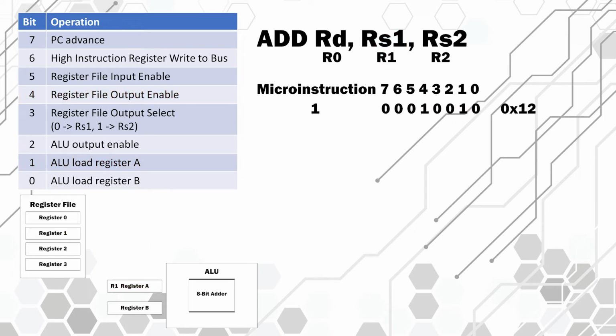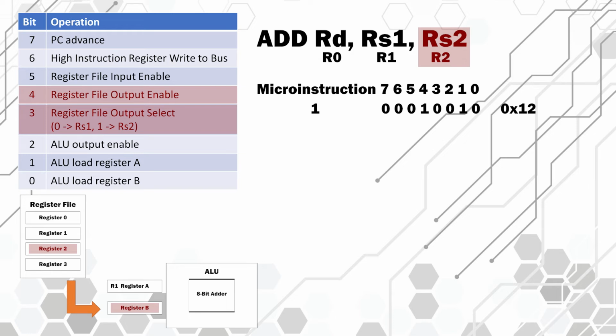Next, we need to load the value of register RS2 into the ALU's input register B. This is very similar to what we did in the first microinstruction. First, we need to tell the register file to write the value of RS2 to the bus. We already saw that we need to turn on the register file output enable control signal to do this, but as we want the register file to specifically output the value of RS2, we also need to turn on the register file output select control signal.